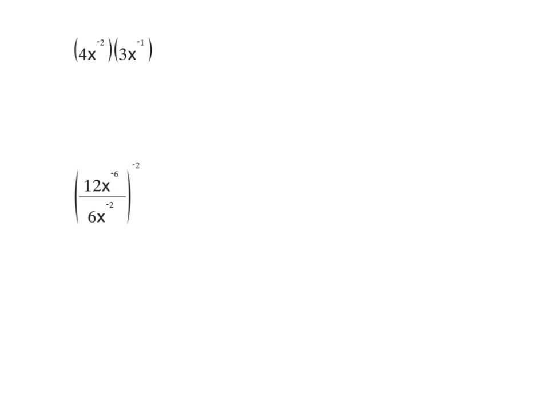Okay, just a couple more examples to demonstrate this. I know that 4 times 3 is 12. But then I have x to the negative 2 times x to the negative 1. I need to add those exponents. Altogether, that would give me an x to the negative 3 power. That 12 is normal, so I'll leave it alone. But the x to the negative 3 needs to go to the denominator.